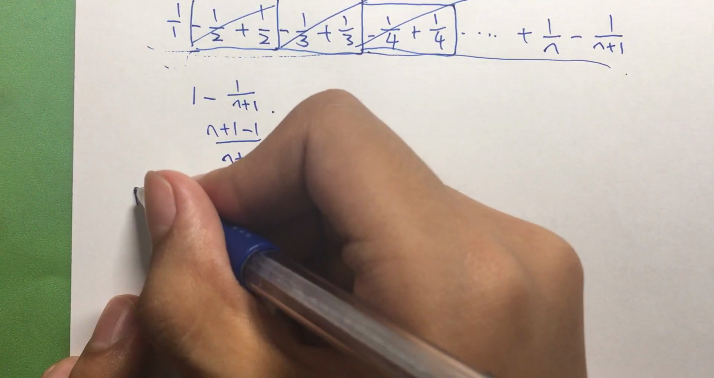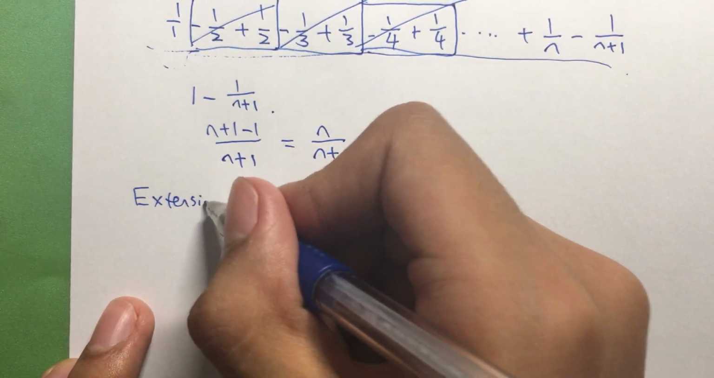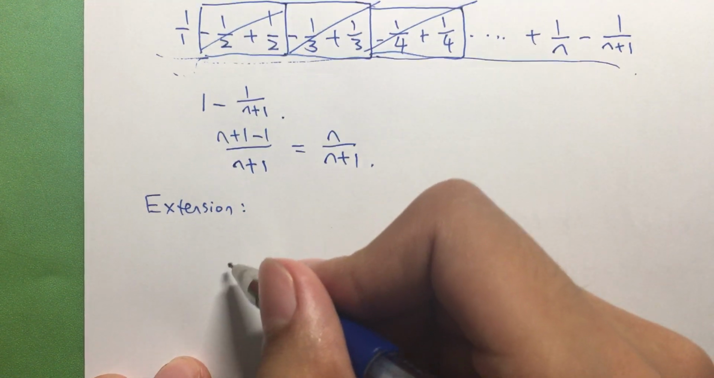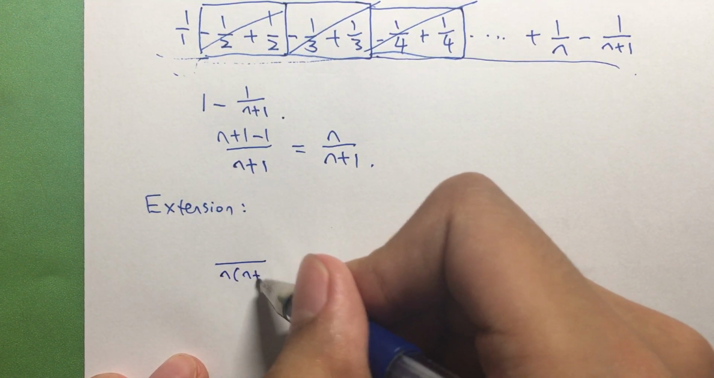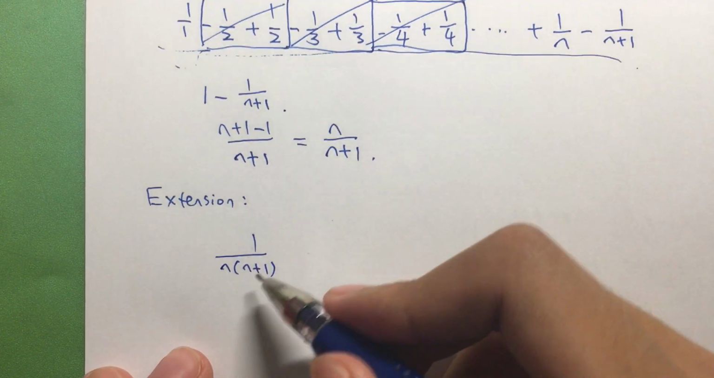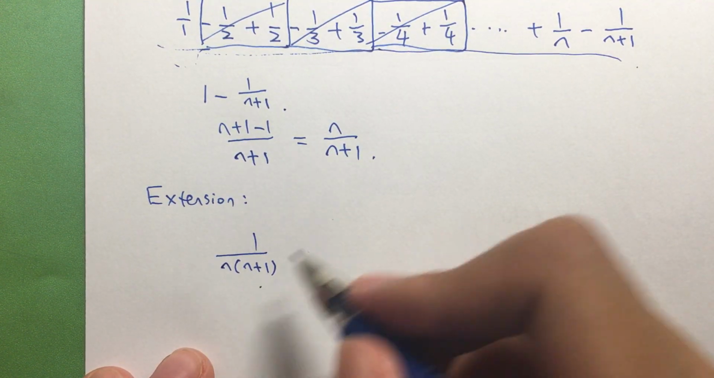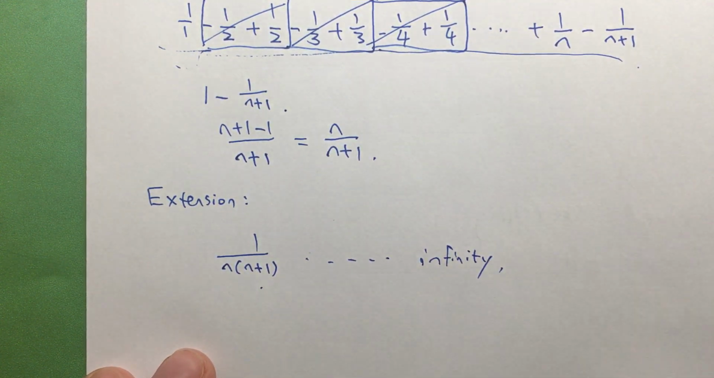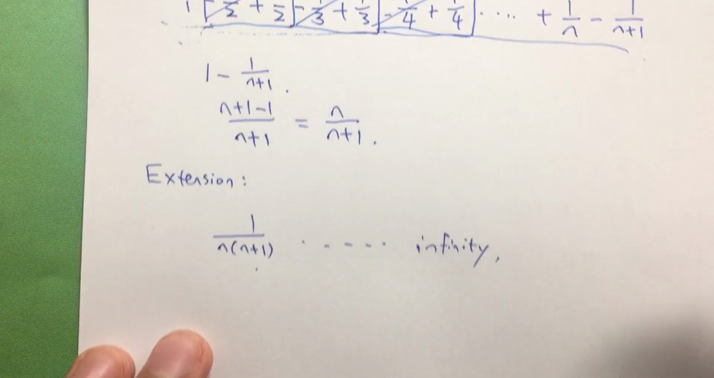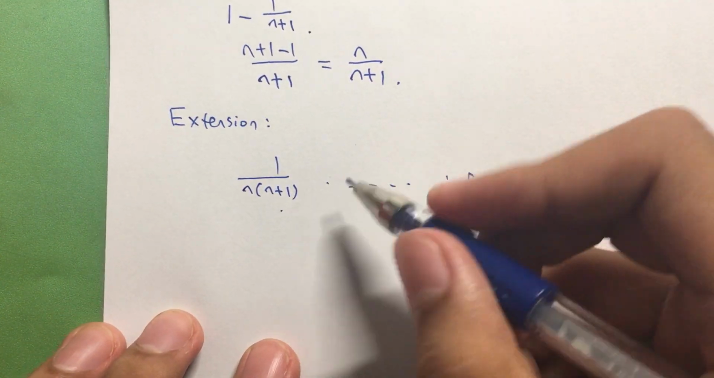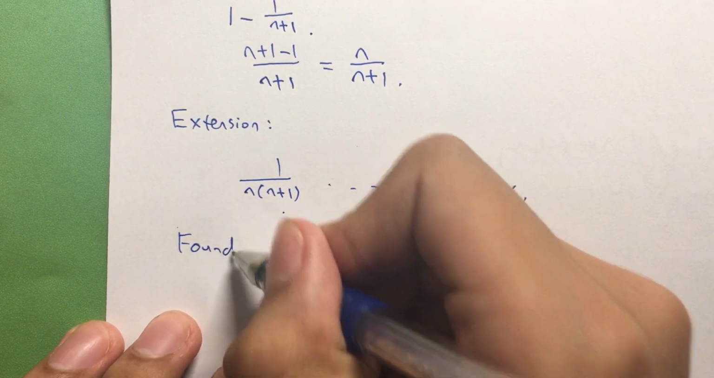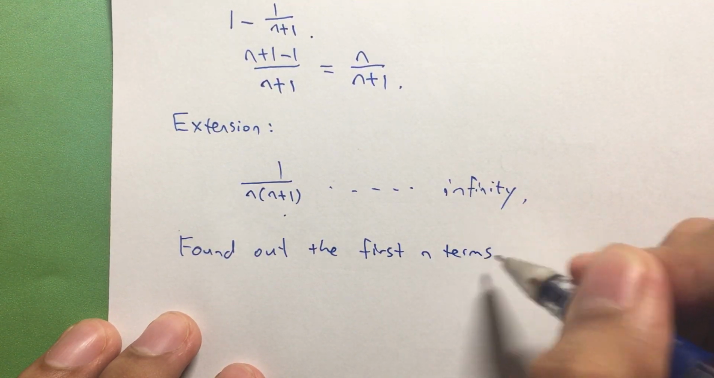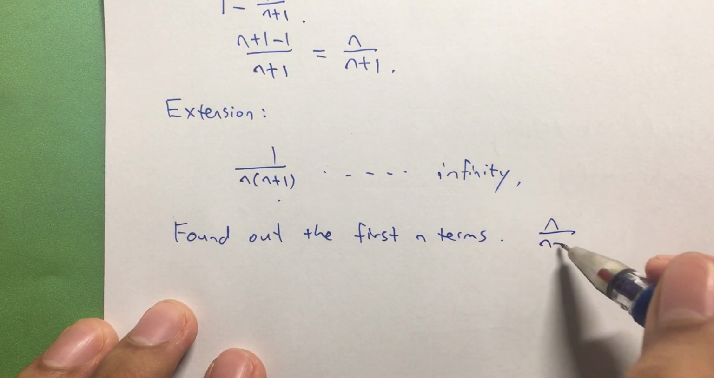Well, let's have an extension. What is the extension? Well, now the sequence doesn't end at 1 over n times n plus 1. It is going to infinity. So what should we do about this? Well, we have found out the first n terms, which is n over n plus 1.